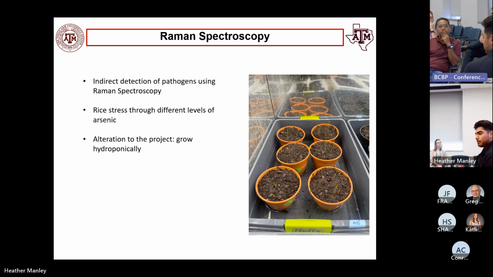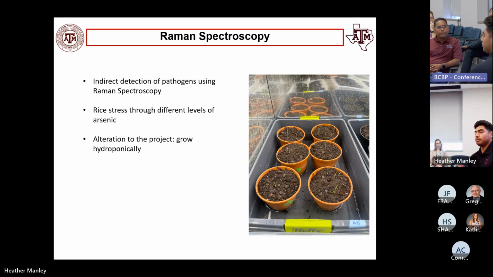Now moving on to the second experiment, which uses Raman spectroscopy, whereas the other one was AFM-IR. This allows for indirect detection of pathogens and other types of conditions. In this experiment, our initial plan was, as you can see in this picture, we grew little baby sprouts, and we grew this rice in soil in little pots instead of hydroponically, since it would be quicker and also easier to apply the stresses.